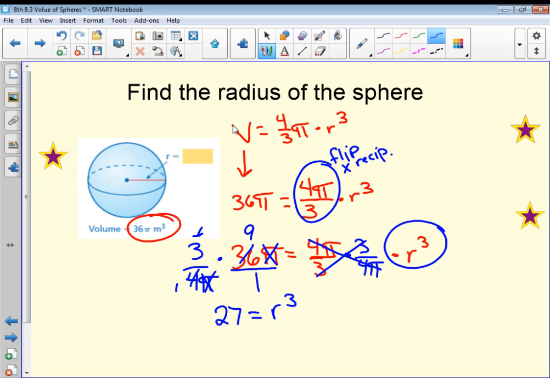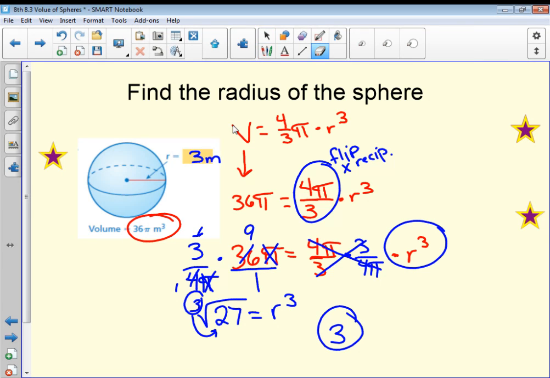Okay, so now we have to jump back, way back, to chapter 7, when we would have to find the cubed root of a number, because in order to cancel out a cubed, I have to know the cubed root. So what number times itself 3 times is going to equal 27? That would be 3. Okay, so my answer for this one, my radius would be 3. My units is meters.